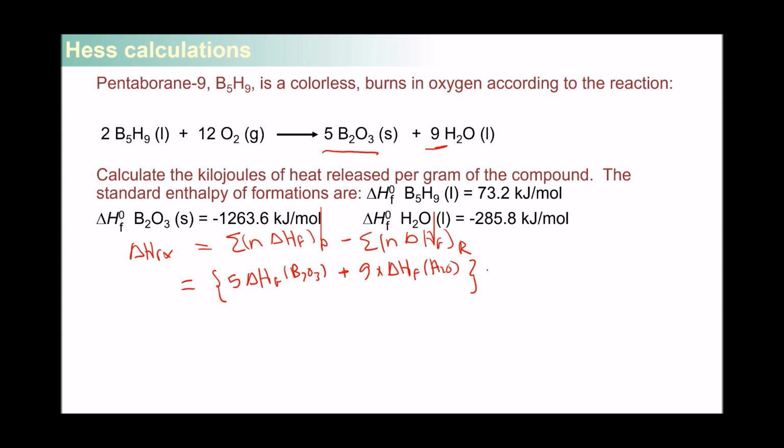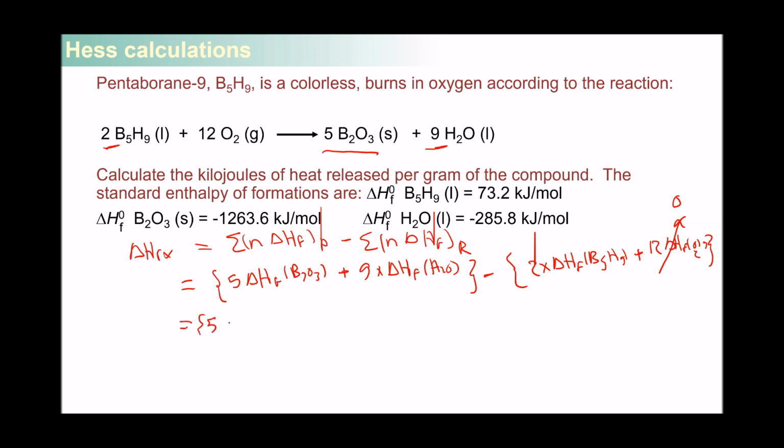These are all the products, minus 2 times heat of formation of pentaborane, plus 12 times heat of formation of oxygen, right? This here is 0 because it's an element in its most pure or most stable form. And then we will just put in the numbers for the other substances.